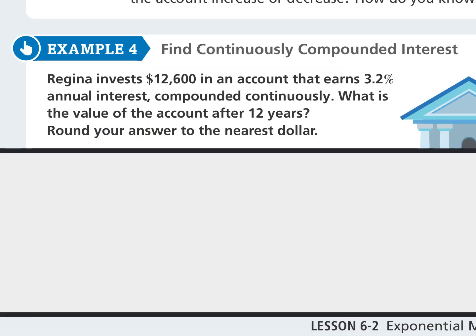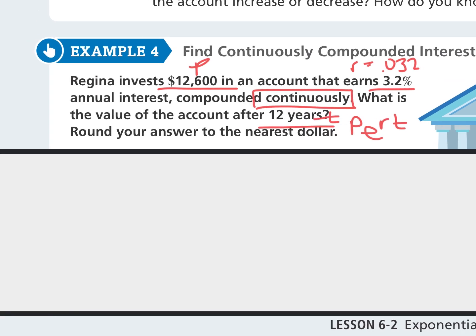All right, so if we look at an example of how to use this equation, this says Regina invests $12,600. That's going to be what she invests. That's the P. In an account that earns 3.2% annual interest. So this is 0.032, my r value. Compounded continuously. So as soon as I see that, I know I'm going to be using this PERT formula. What is the value of the account after 12 years? So 12 is going to be my t value.